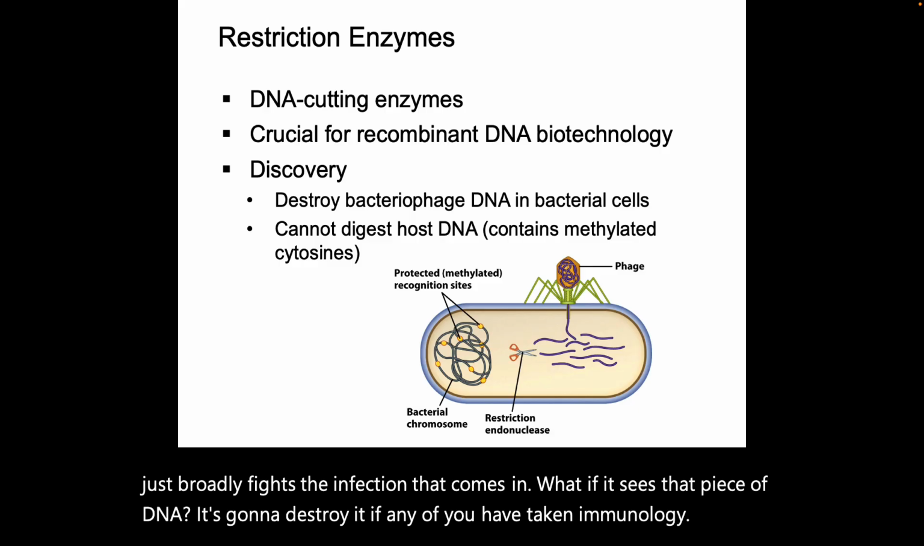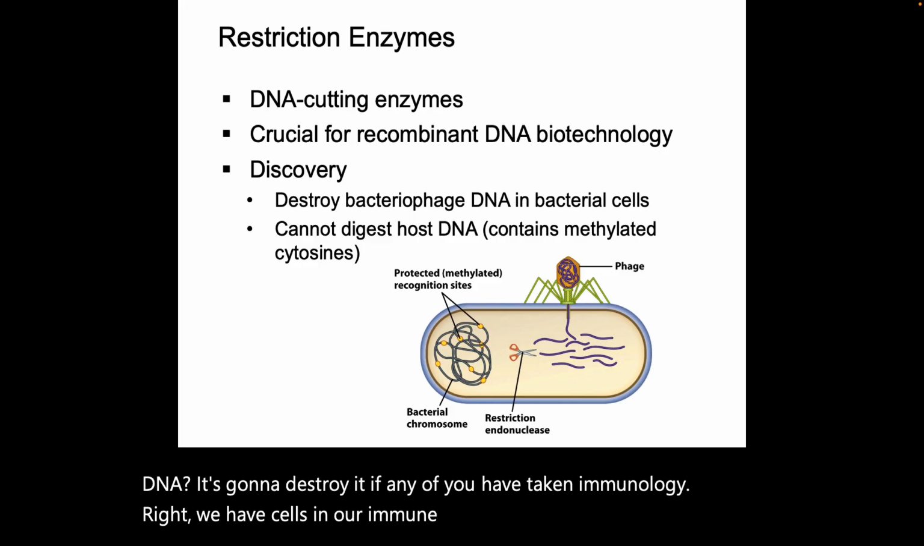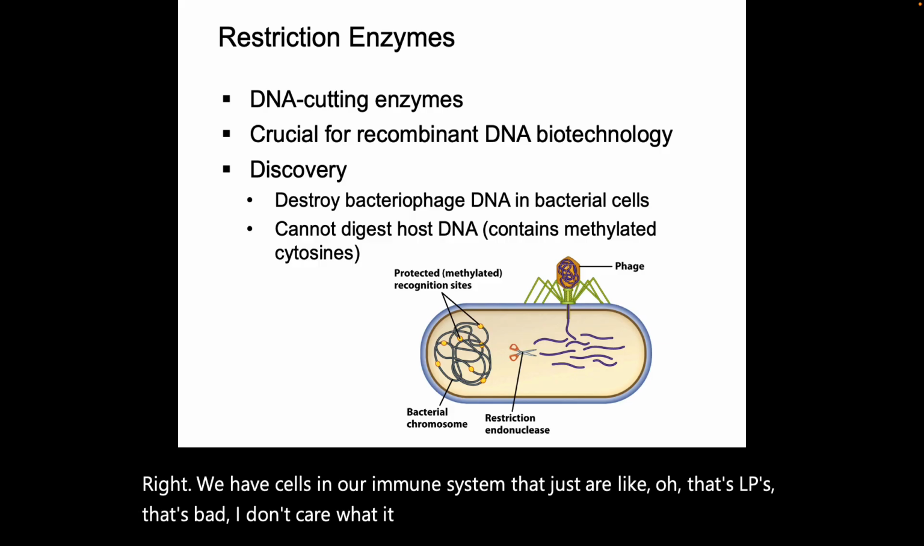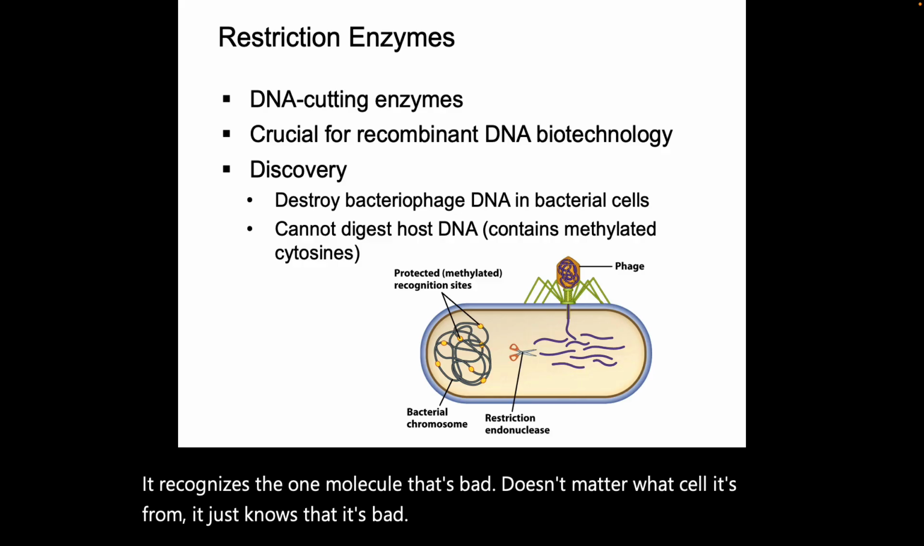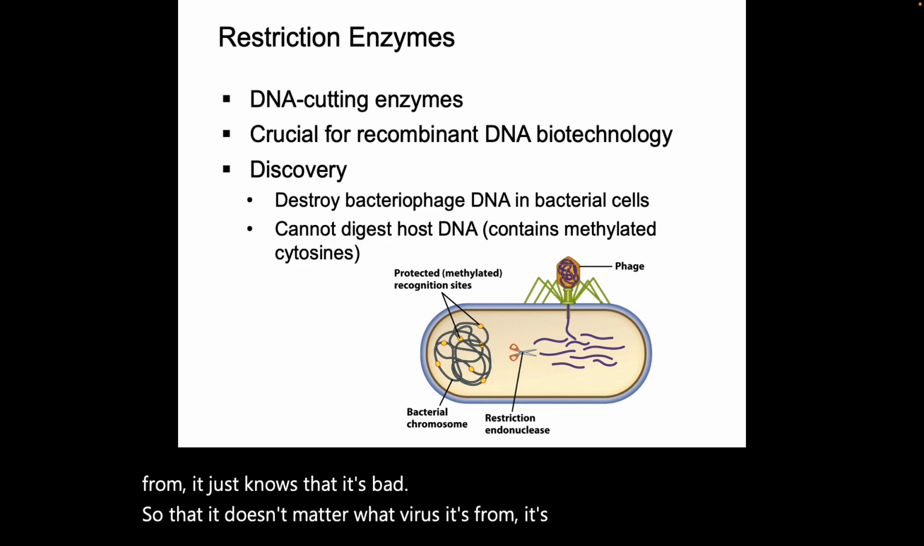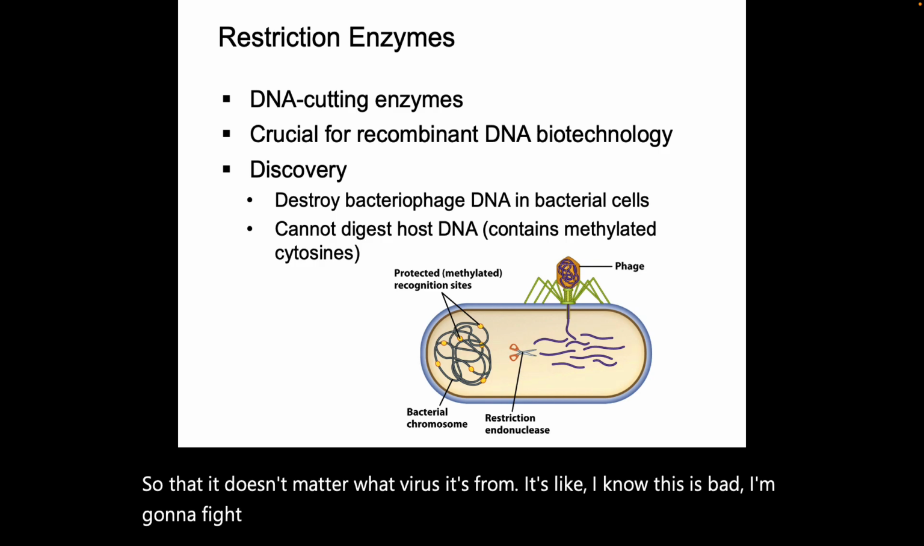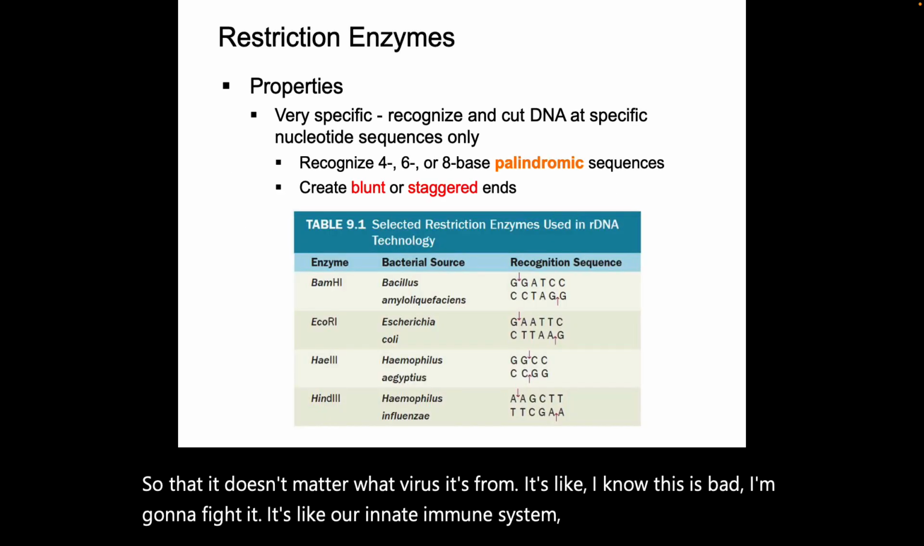We have cells in our immune system that just are like, oh, that's LPS, that's bad. I don't care what it is, it's just LPS, it's bad. It recognizes the one molecule that's bad, doesn't matter what cell it's from, it just knows that it's bad. So it doesn't matter what virus it's from, it's like, I know this is bad, I'm gonna fight it. It's like our innate immune system. So it's their innate immune system.